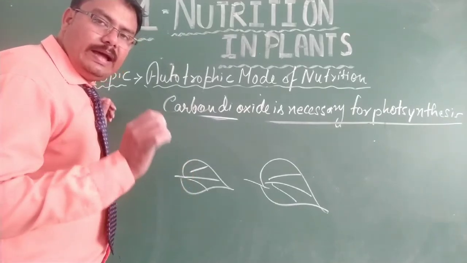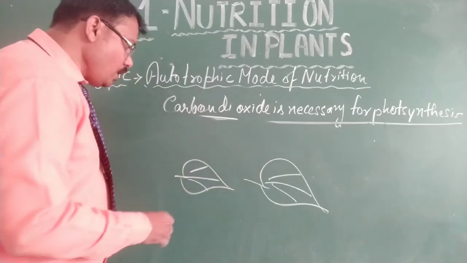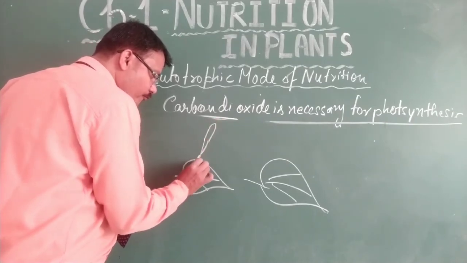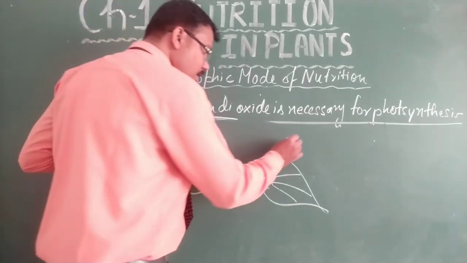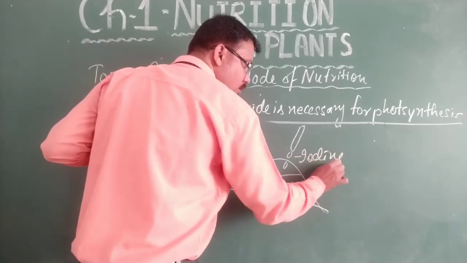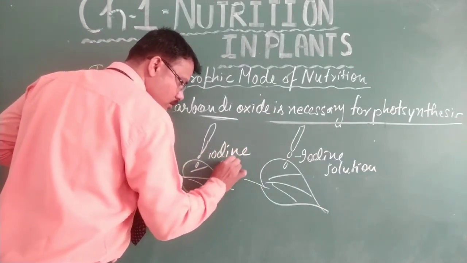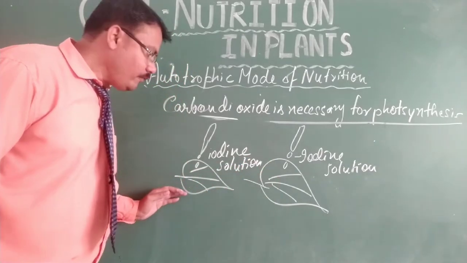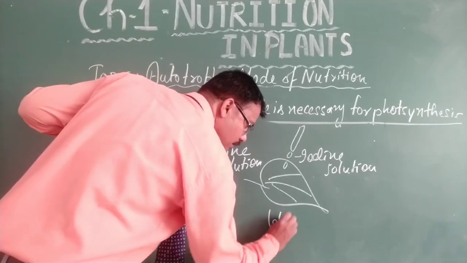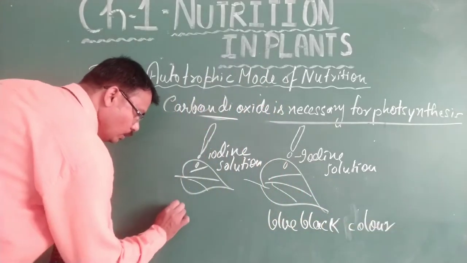This is a liquid that helps to prove whether food, that is starch, has been prepared in these leaves or not. When we put a few drops of iodine solution on both the leaves, we will find that the color of this leaf has changed into deep blue-black color. But here, no change in color.